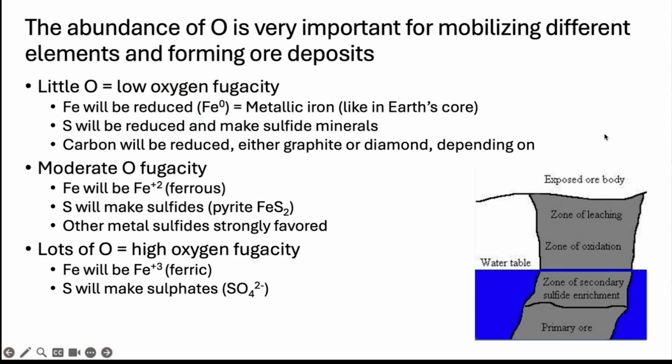So here we're looking at an exposed ore body. So we've got really complicated relationships here. Here's the surface exposure. This is an exposed ore body. Probably there's trees and grass and stuff on it. And what we've got here is the primary ore at depth below the water table. I don't like the way they've drawn the water table because, and then there's a zone of secondary sulfide enrichment.